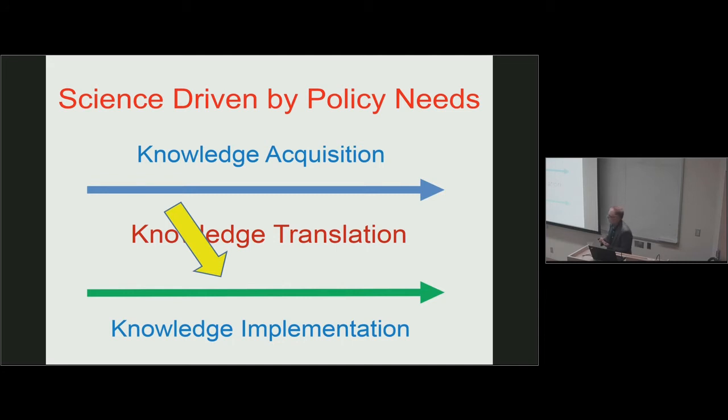So what we want to do is have this circular translation of knowledge. We want to do good basic science. We don't want to do poor science just for policy analysis. But if we can, we want to design epidemiological studies, and we want to analyze those studies in a way that is most useful for policy analysis.